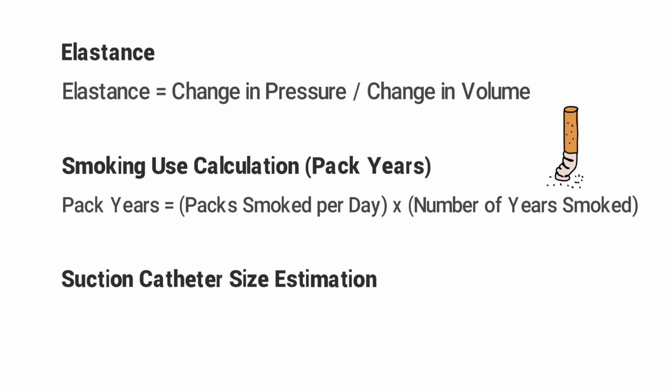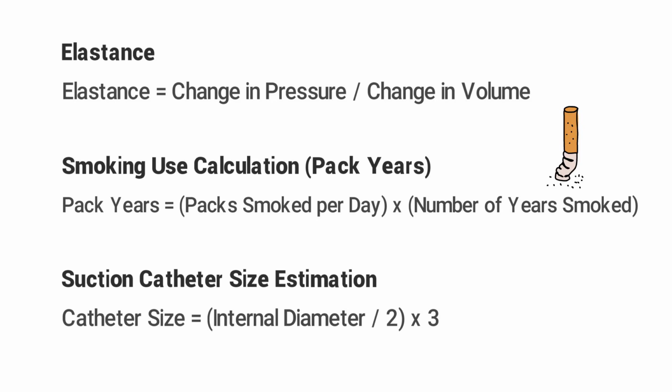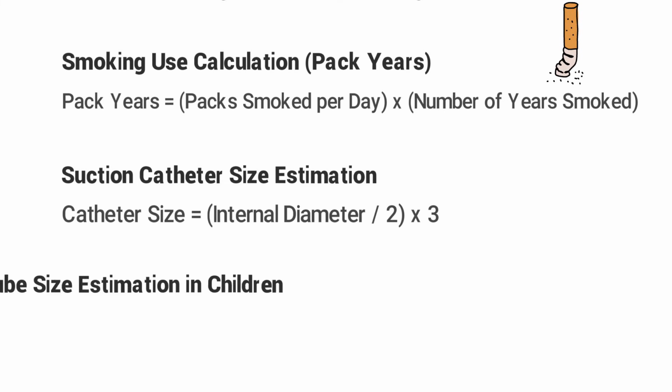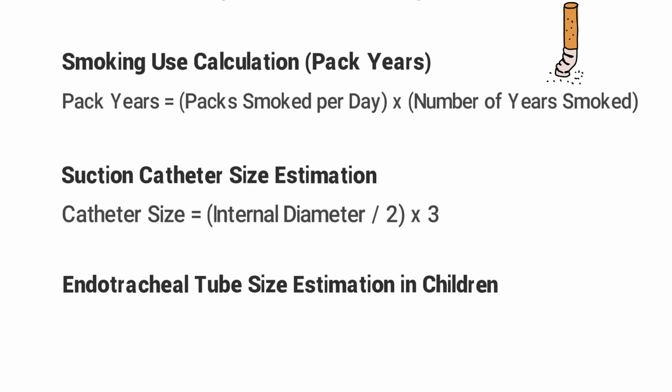Suction catheter size estimation. The catheter size is equal to the internal diameter divided by 2, then you multiply that number by 3. Endotracheal tube size estimation in children. So the children tube size would be equal to their age plus 16 divided by 4.